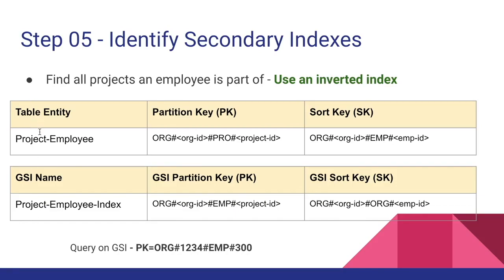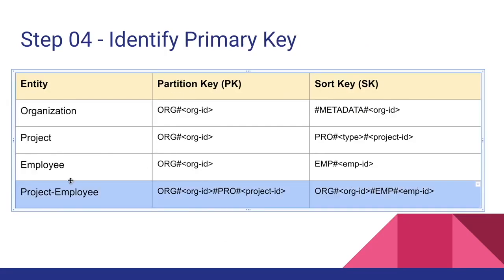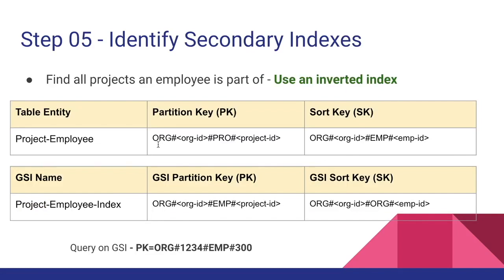Now there are two tables. This is one of our table entities, project employees. So it is this one, and I isolated only that one here. And there the partition key is like this: org#, then the org ID, because we always need to filter by the organization ID. And then we have another prefix, #project or #PRO, then the project ID. So this is the partition key, and the sort key is org#orgId, and here is the employee, EMP, and the EMP ID.